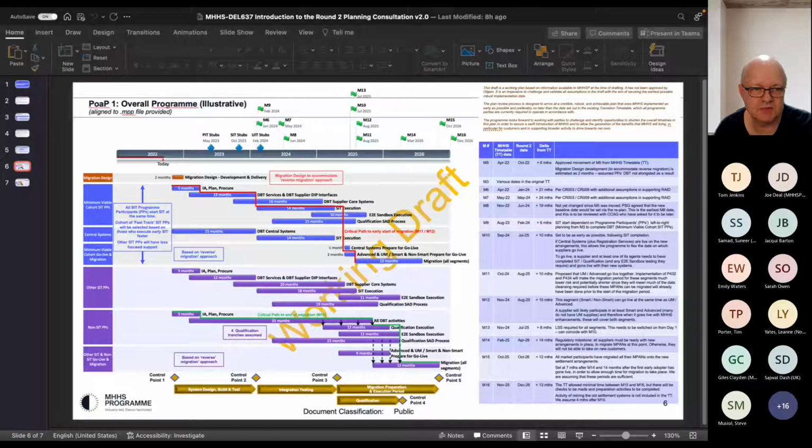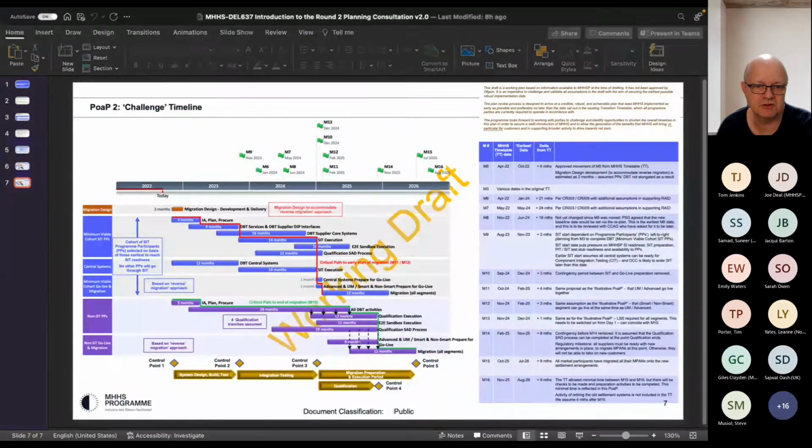And then on the last slide, we have part 2, which we've called the challenge timeline. And it is what I told you, it's a timeline. It's a logical sequence and structure, but without contingency, with high levels of risk, and some arguable assumptions in it, and a slightly different take on how SIT might be done. So that's something probably we'll get through in the Q&A.